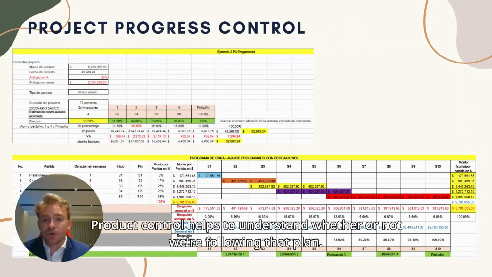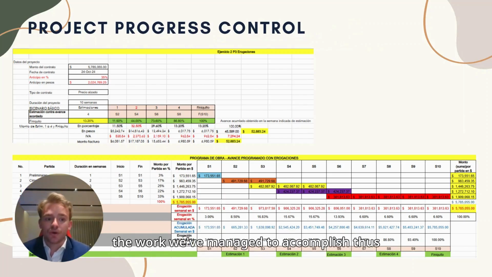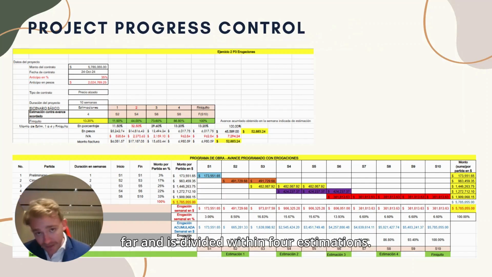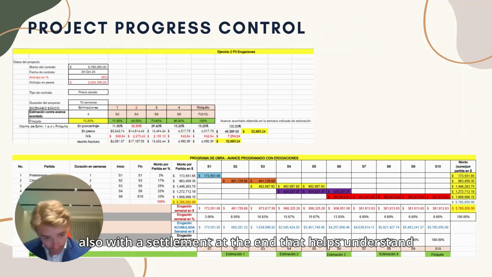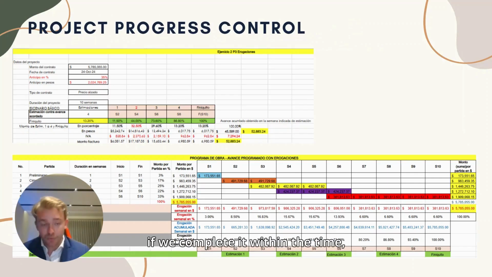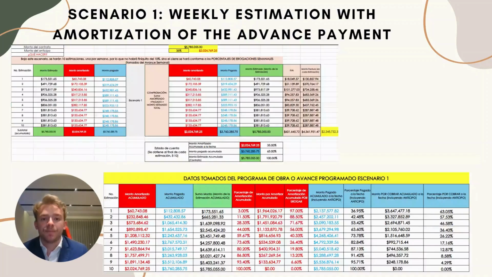The project progress control helps us understand whether or not we're following the set plan. We take a look at the money we've received so far and the percentage of the work we've managed to accomplish thus far, and it is divided within 4 estimations, these being the payments we were going to receive. Also, with a settlement at the end that helps understand if we completed it within the time. These must add up to 100% of the total amount of the contract that we were given.